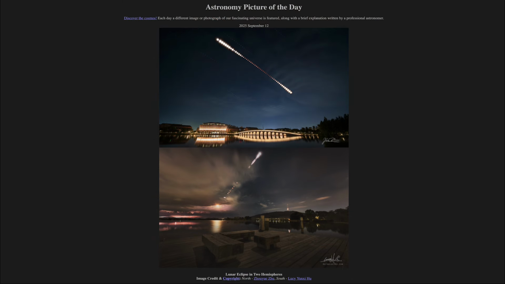So that was our picture of the day for September 12th of 2025. It was titled Lunar Eclipse in Two Hemispheres.